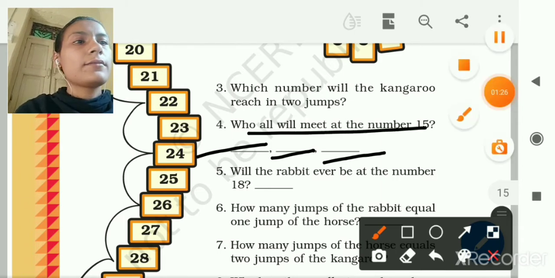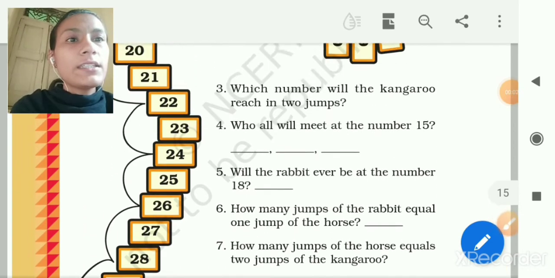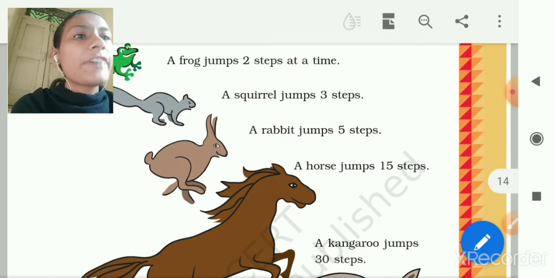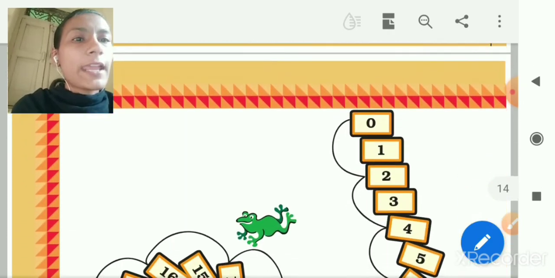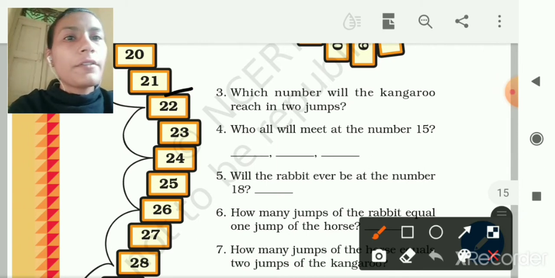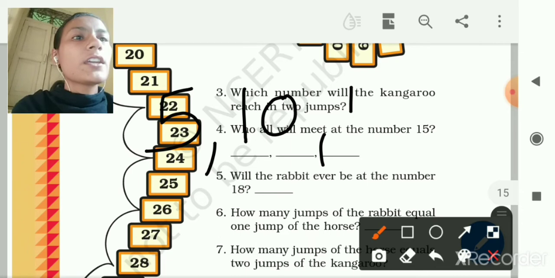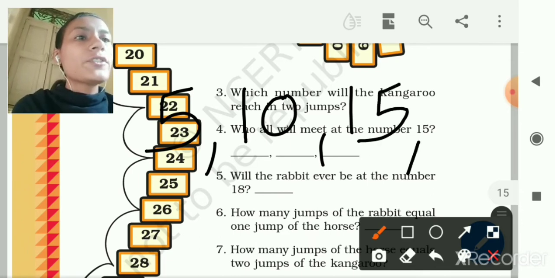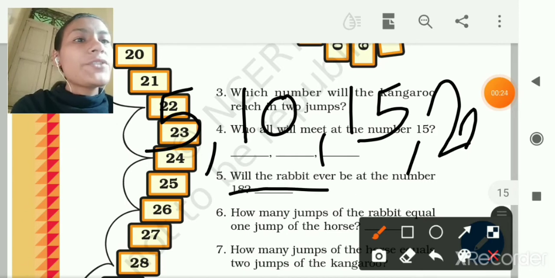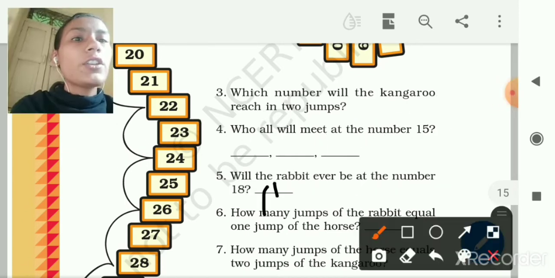Okay. The next, will the rabbit ever be at the number 18? See here, a rabbit jumps 5 steps at a time. So first jump of the rabbit is on 5, then second jump on 10, then third jump on 15 and fourth jump on 20. So will the rabbit be at the number 18? No. So you can write here no.